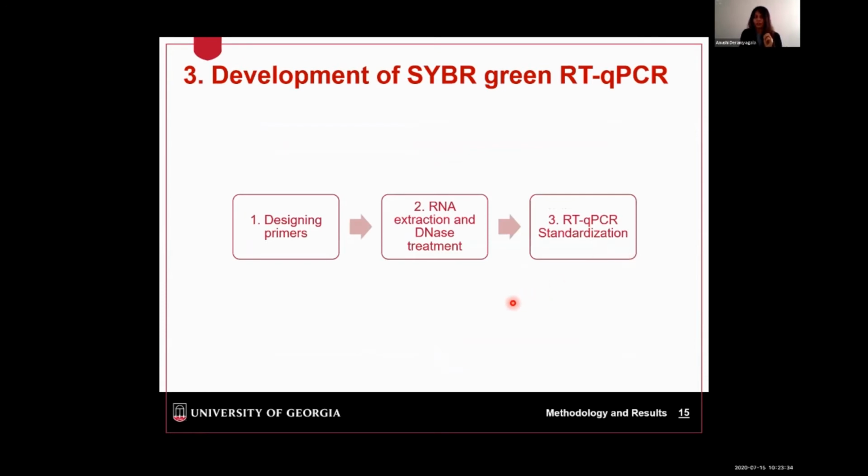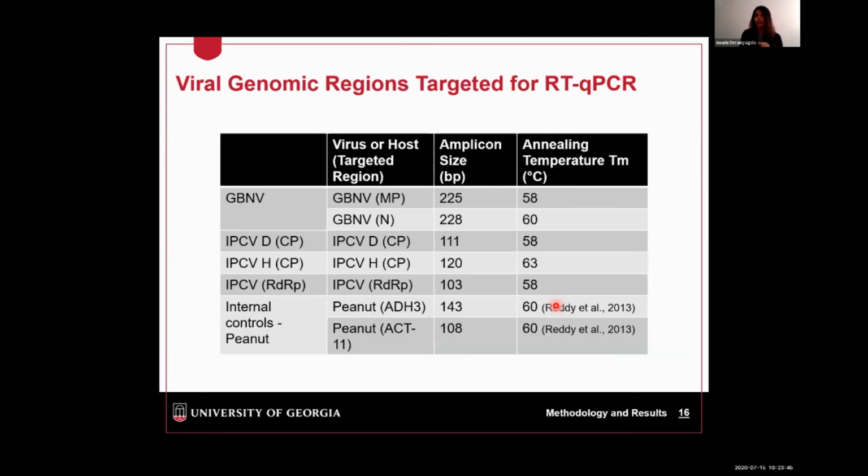The third step was to develop SYBR Green-based RT-qPCR. I started with designing primers, RNA extraction, DNase treatment, and finally the standardization. For the primer design, I targeted the movement protein region for GBNV, the coat protein, and RdRp for IPCV, and we also included an internal control. The amplicon size was around 100 to 250 because that is the amplicon size preferred for RT-qPCR, which is quite low compared to RT-PCR.